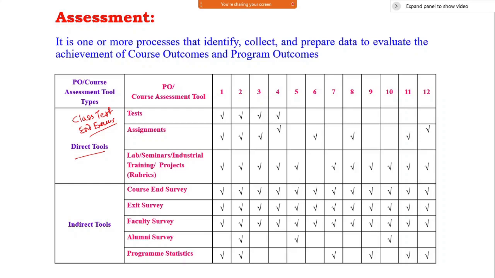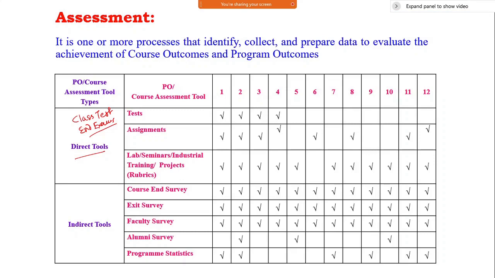Like if I taught a particular course, maybe a mechatronics course, then I can have a course end survey. When the students are going out and passing out, I will create an exit survey. Then I will collect information from all the faculty on whether this course is sufficient or not. That is a faculty survey. Then an alumni survey, then a program survey, like this.